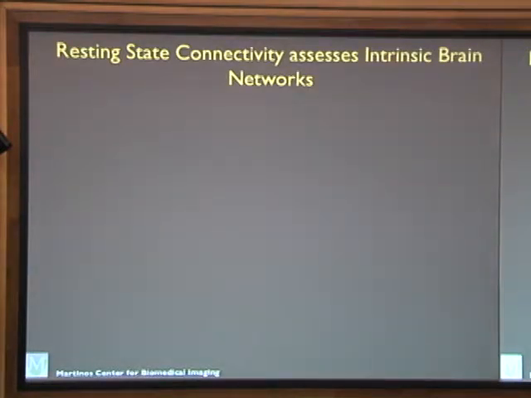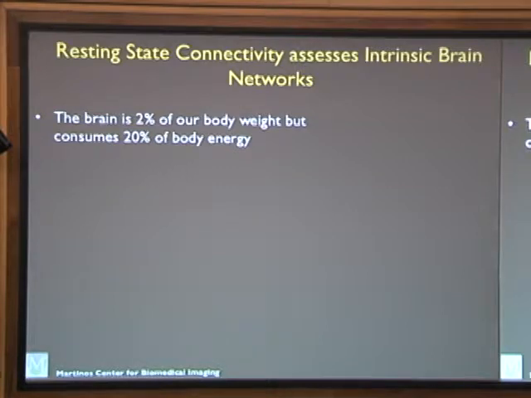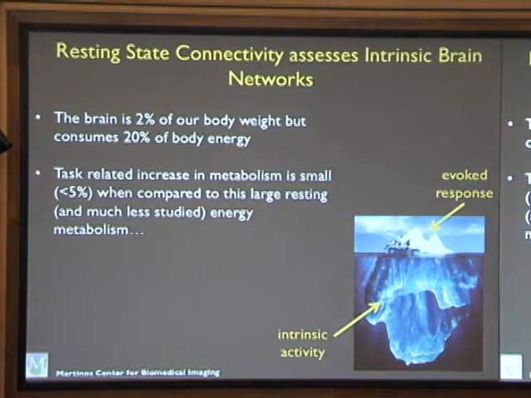So one way to look at this is with resting state connectivity, which assesses intrinsic brain networks. So in this type of evaluation, which I'll describe in a second, we're looking at how the brain is connected at rest. So why? Well, the brain is 2% of our body weight, but actually consumes 20% of our bodily energy. Task-related increases in brain metabolism are actually quite small, less than 5% when compared to a very large resting and much less studied energy metabolism. So this is kind of the analogy of the iceberg.